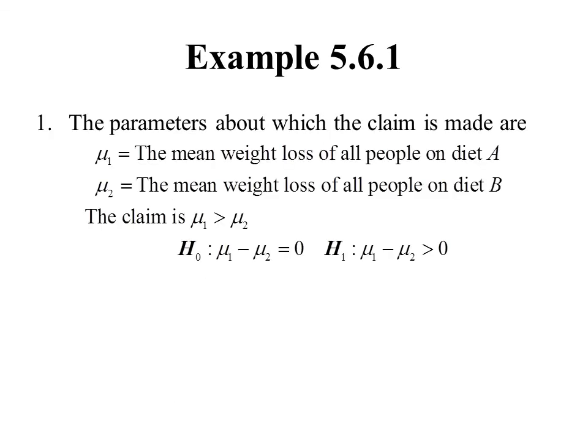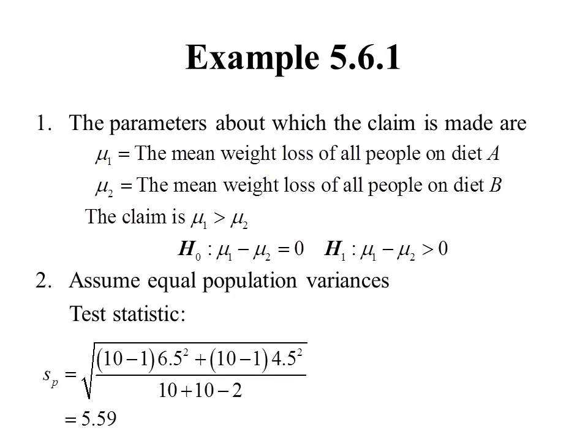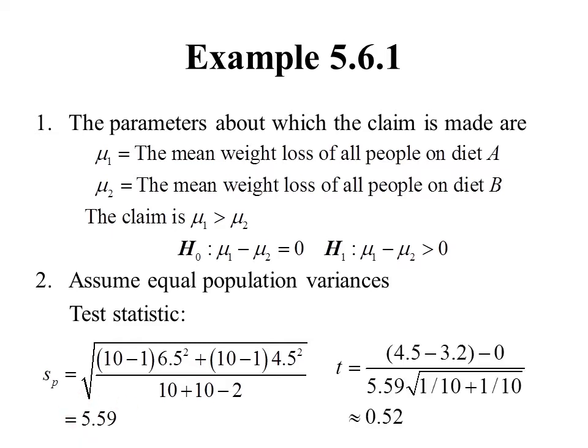Okay. So first step was to define our parameters and state our hypotheses. Well, we've already done that. Here's our hypotheses. Notice that the number C here in our hypotheses is 0. And so the next step is to calculate our test statistic. We're assuming equal population variances, and so we calculate our pooled standard deviation there. We get 5.59. And then we calculate our test statistic. There's where our pooled standard deviation comes in. And we do that arithmetic. Comes out to be 0.52.